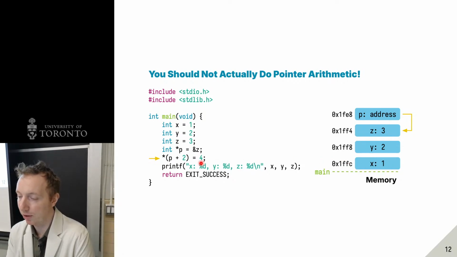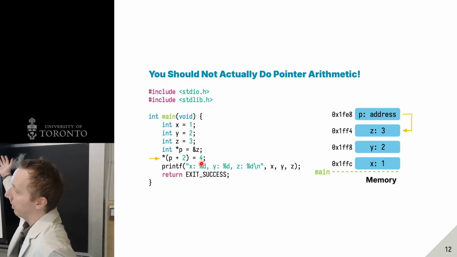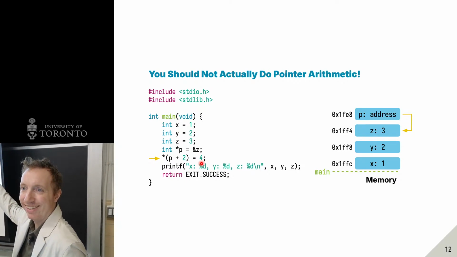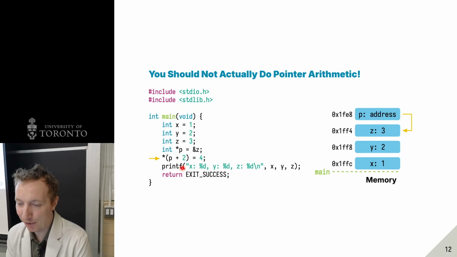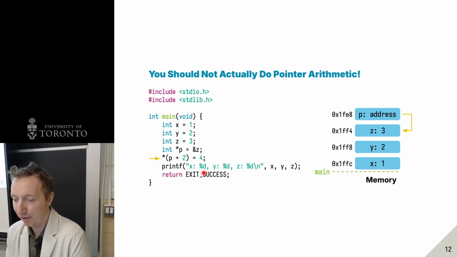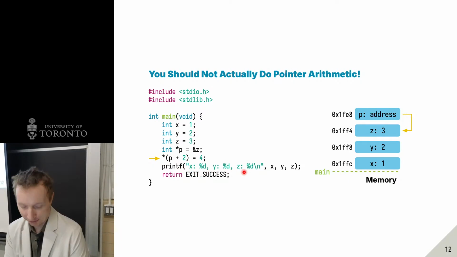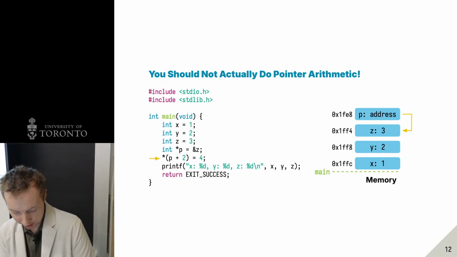So if I change it to 4, what am I changing? x's value to 4. So now if I print off the values of x, y, and z, we get a nasty surprise.